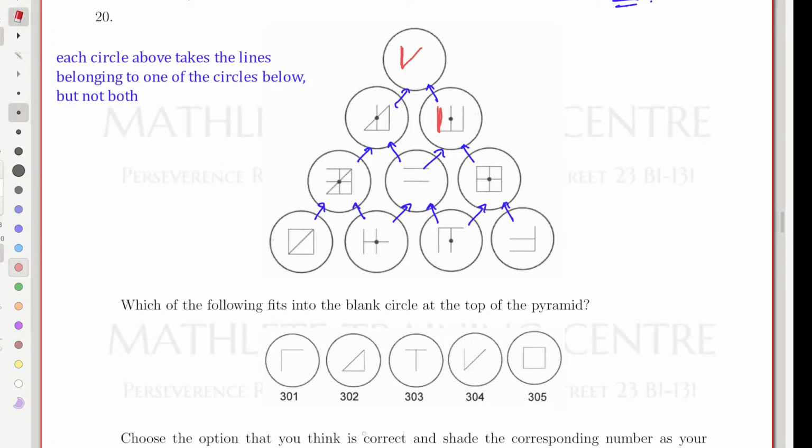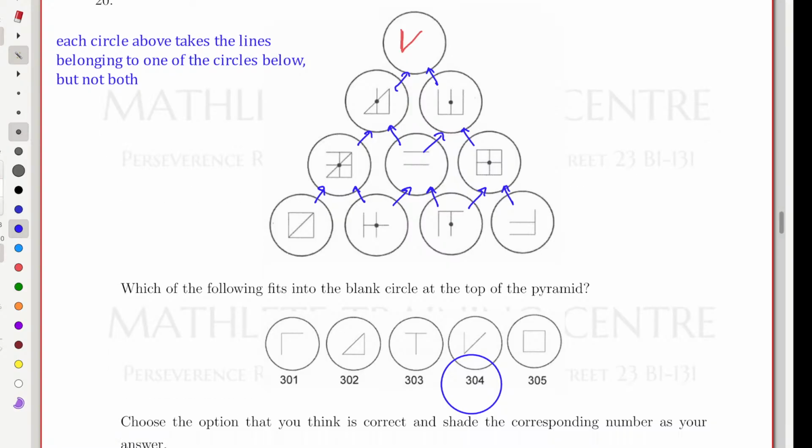Okay. And then finally, the last one here is equal to this one, and it belongs to both of the circles, so it will not show up. So that's it. That's the final answer. Okay, so the answer is this 304 here.